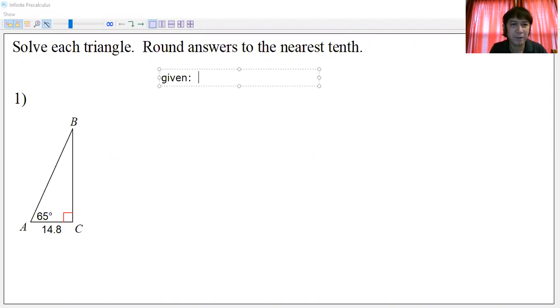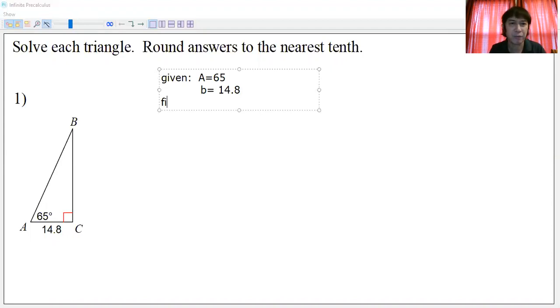Given, we have angle A. The capital letter is for angle, and this is 65 degrees. What else do we have? We will call that side B, and that is equal to 14.8 units. So we can make use of the parts of this, right? And we should check on the required.